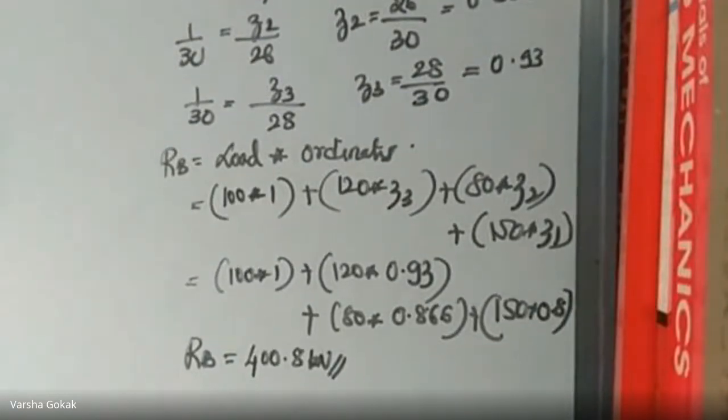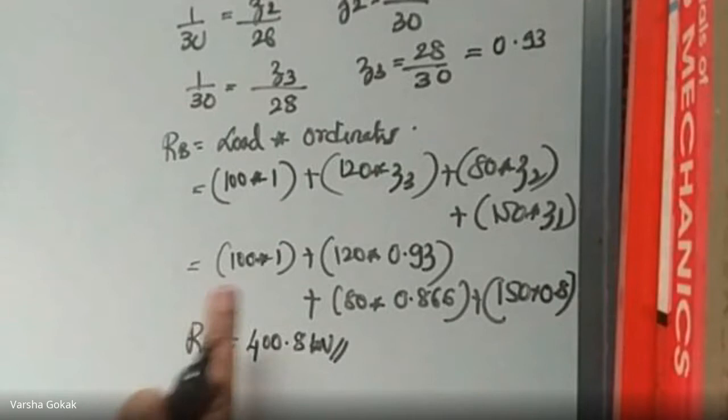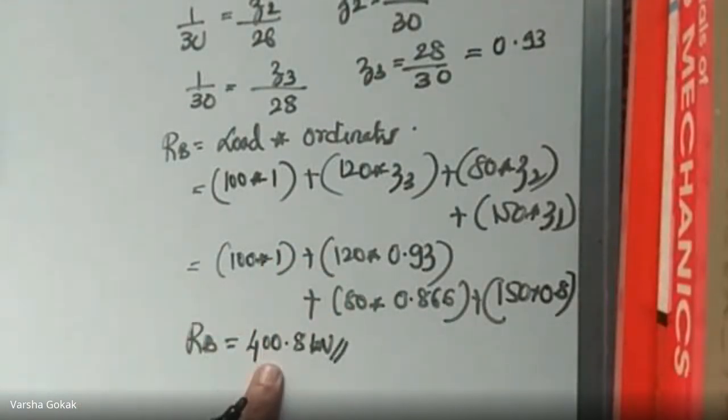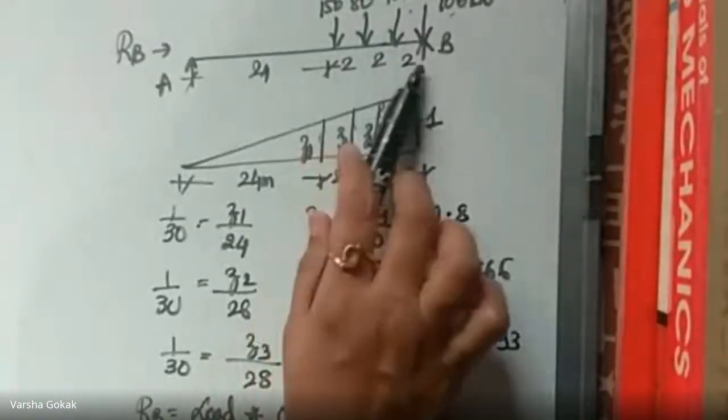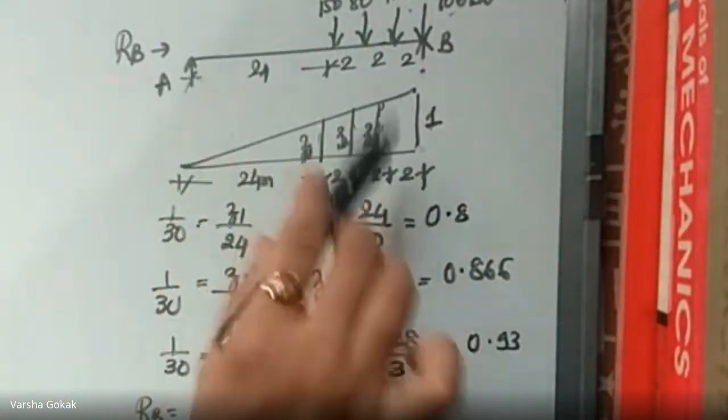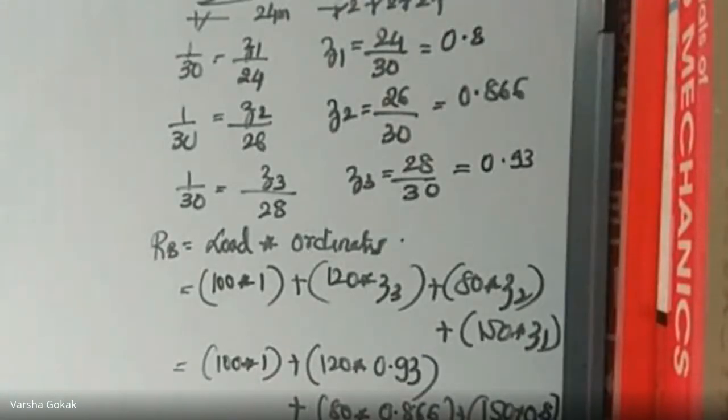Any doubt with this? We have found the values of RA and RB. To get the value of RA, we placed all these 4 concentrated loads towards A. And to find RB, we placed them towards B. We got their ordinates and we found the reactions. So this is the procedure to find the reactions RA and RB.